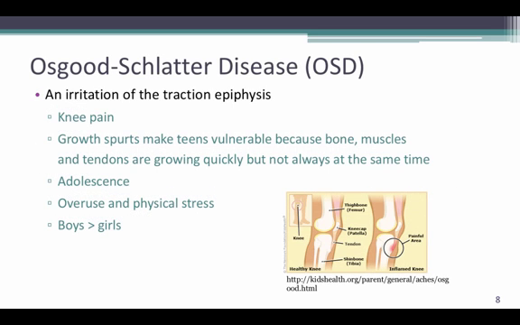A disorder that occurs due to the irritation of the tractions of the epiphysis is Osgood-Schlatter disease. The primary symptom of this disease is knee pain. This primarily occurs in adolescence and occurs because growth spurts make teens vulnerable because bones, muscles, and tendons grow quickly, but not always at the same time. Many times, overuse and physical stress also contribute to the onset of the disorder, and it is often seen more in boys than in girls.